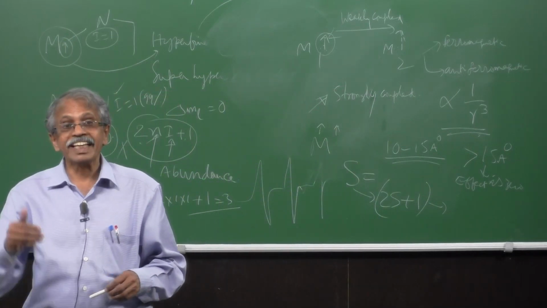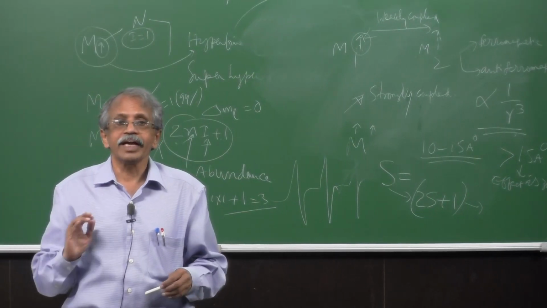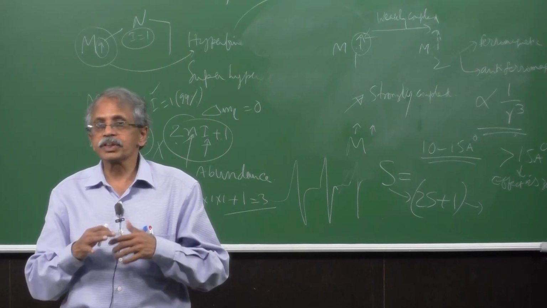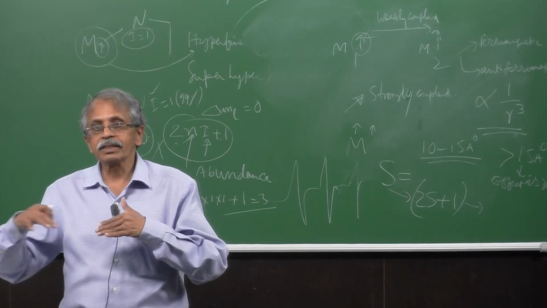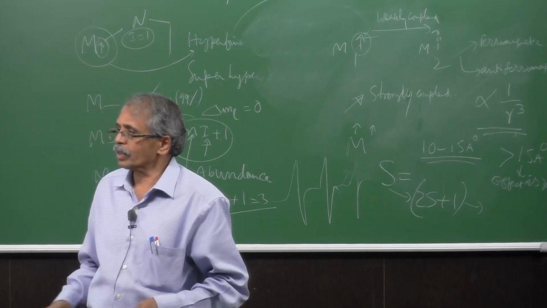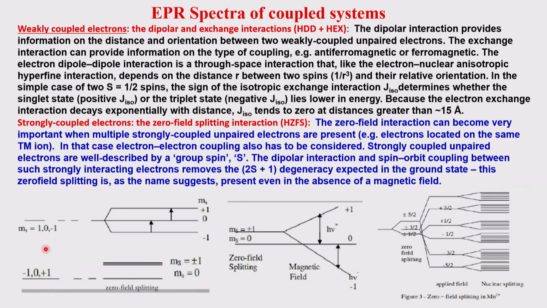Once you have an energy difference, even in the absence of an external magnetic field, because of the strongly coupled system, even in the ground state you may not have all the 2S plus 1 states degenerate; partly they will be non-degenerate. Let's look at an example. If you have a strongly coupled system, then out of the 1, 0 and plus 1, minus 1, the plus 1, minus 1 comes as a doublet and the 0 comes separately. That is for a strongly coupled system.